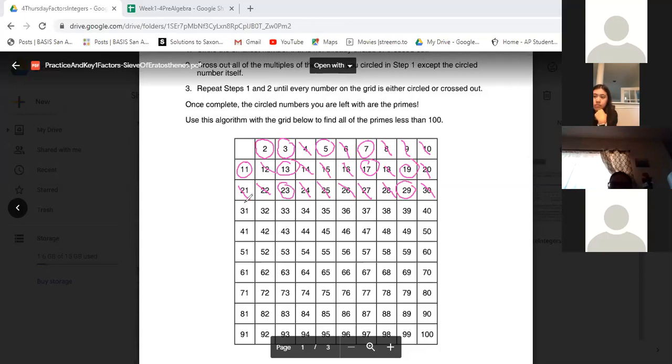Circle 31, I think. Cross out 32. Cross out 33. Cross out 34. Cross out 35. Cross out 36. Circle 37. Cross out 38. Circle 39. Is that right? I think so.